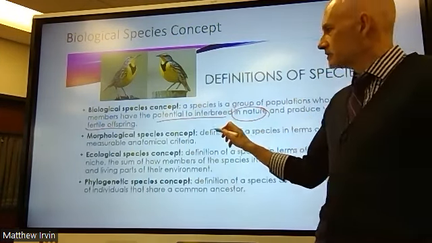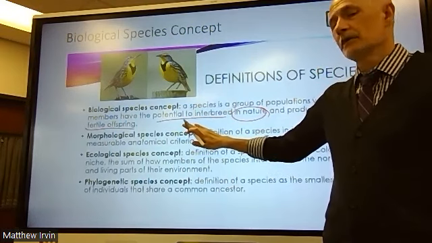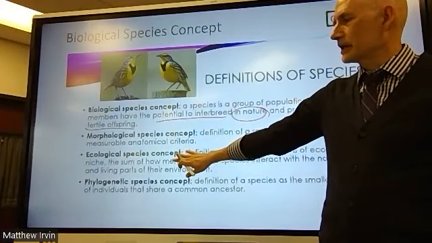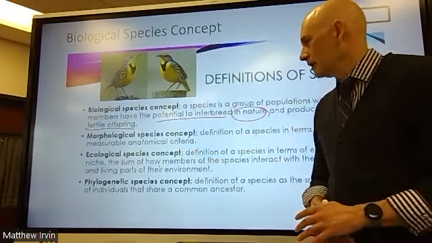The morphological species concept is focusing on kind of like how things look. We already know that that's not super accurate. This is how they play with their roles in the ecology, even a little more vague.